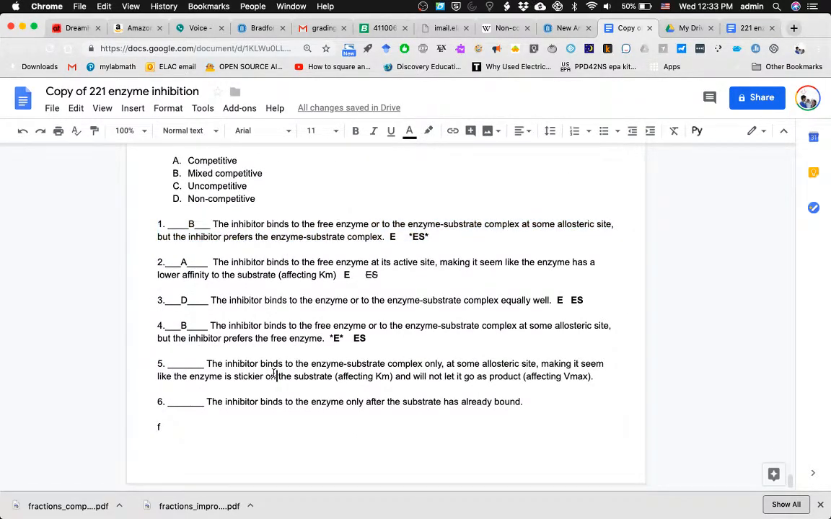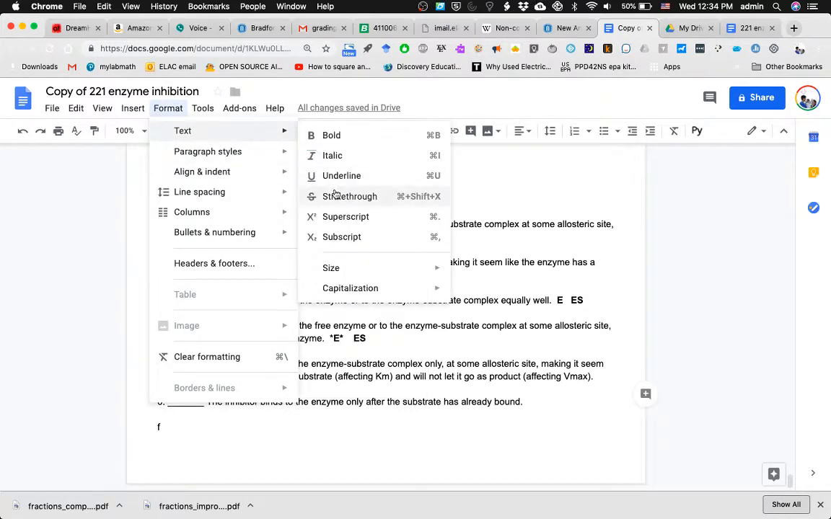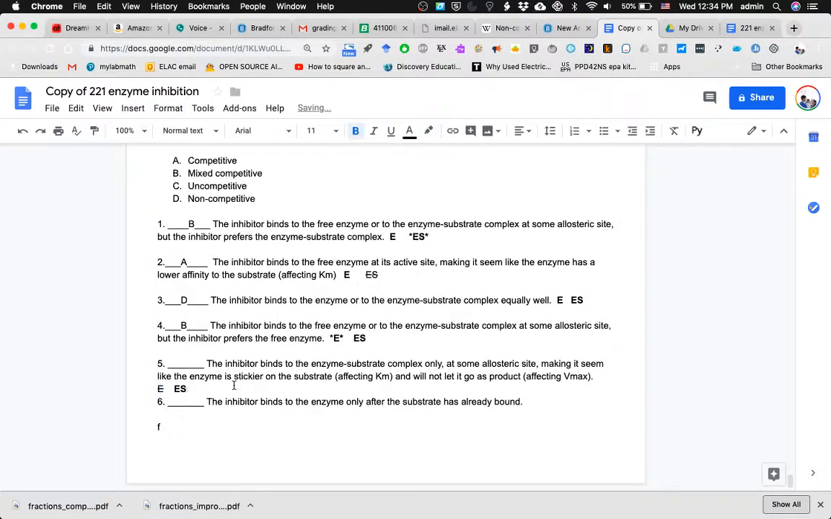And now here's problem 5, not example 5, but problem 5. What have we got here? We've got E and ES. The inhibitor binds to the ES only, and it doesn't even touch the free enzyme. So let me strike through that. So what is that? Uncompetitive. That's good.